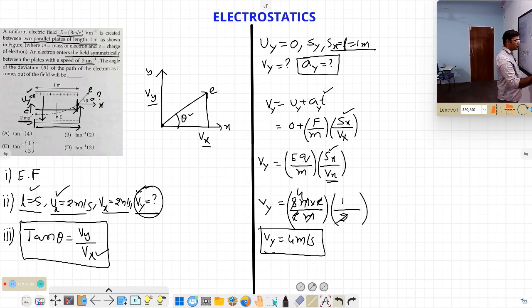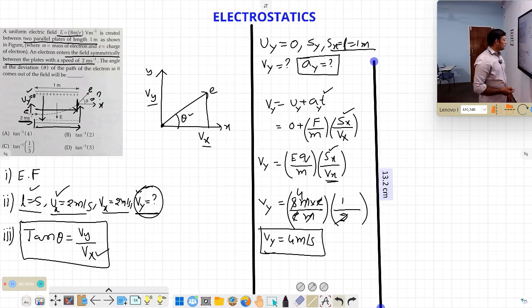So now what can I do? Now you can use the last concept to find theta.